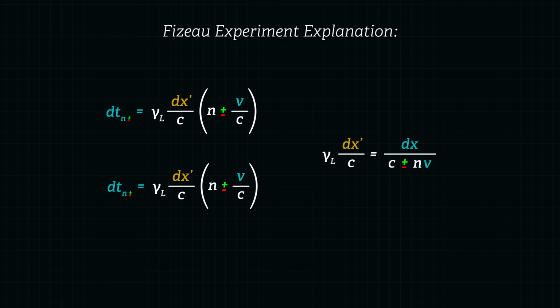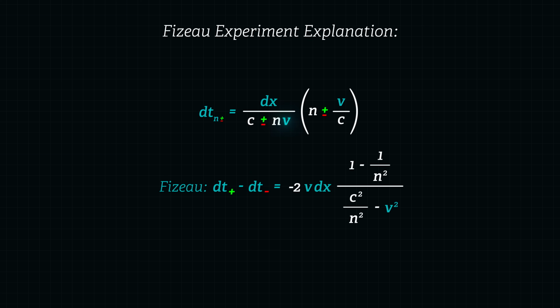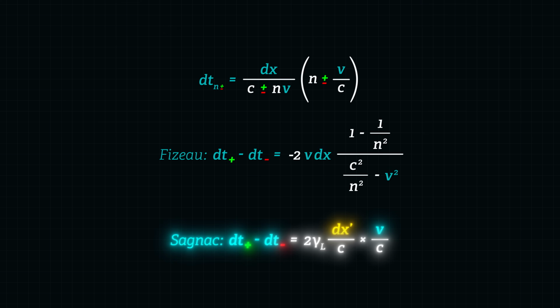We see that we can replace the Lorentz gamma factor times dx prime over c with dx over c plus or minus n times v. If we subtract the upstream elapsed time from the downstream elapsed time, we get -2 times v times dx times the ratio of 1 minus 1 over n squared all over c squared over n squared minus v squared. It's much more complicated than the Sagnac result.